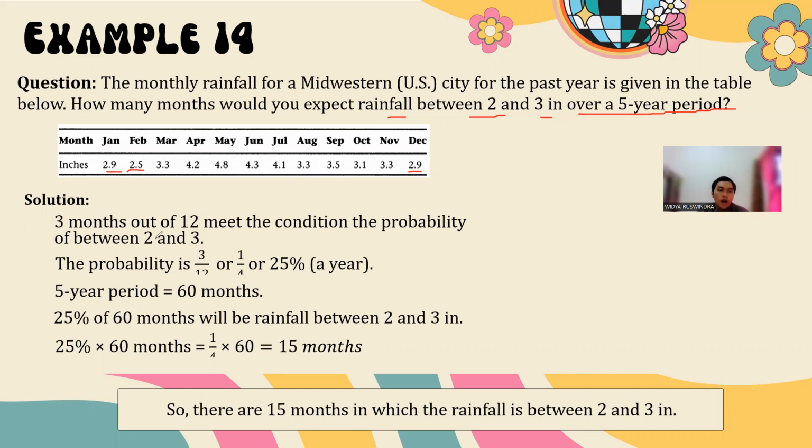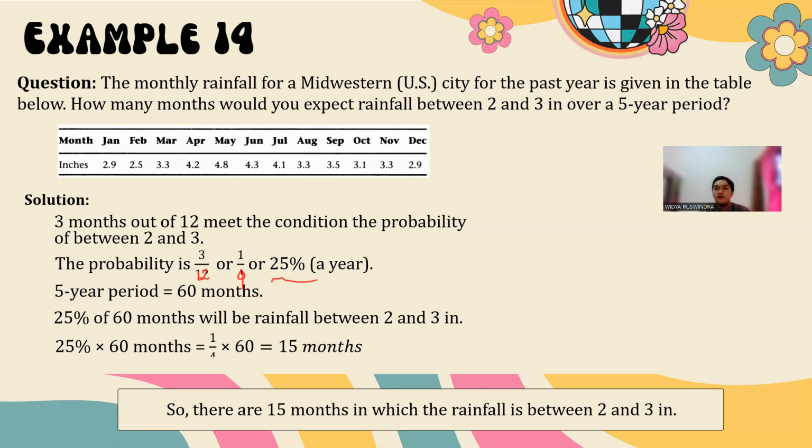So 3 months out of 12 meet the condition. The probability of rainfall between 2 and 3 inches is 3 over 12. Sorry, this is 3 over 12. I don't know what happened with my file. Or 1 over 4, which is equal to 25% in a year.